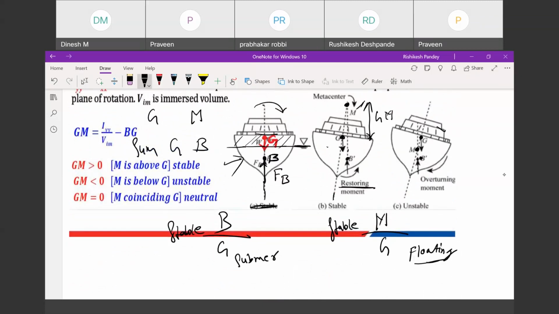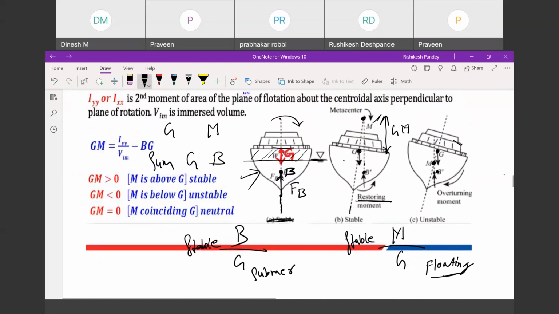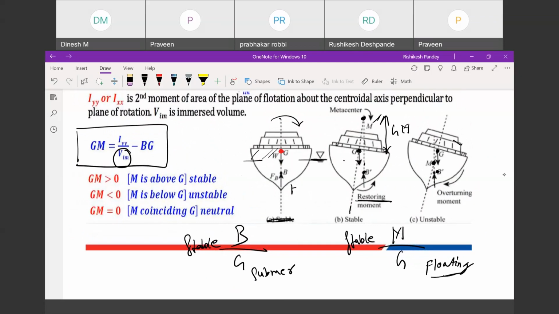Gm can be calculated with this formula. Gm is Iyy, which is the moment of inertia about the y-axis, or the least moment of inertia, divided by immersed volume, minus Bg. You see, this is M, this is G, and this is B, and you want this distance. So this can be calculated as Bm minus Bg. Bm is this complete height. This minus this will give you Gm.